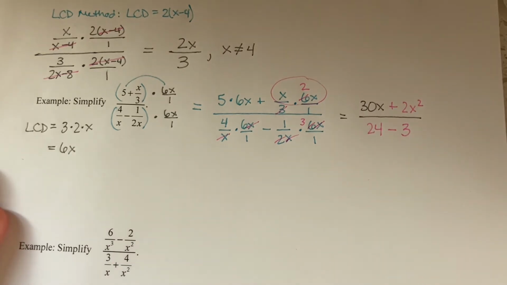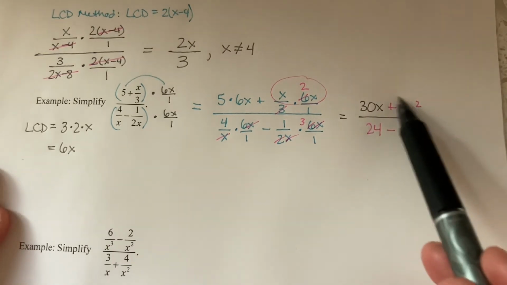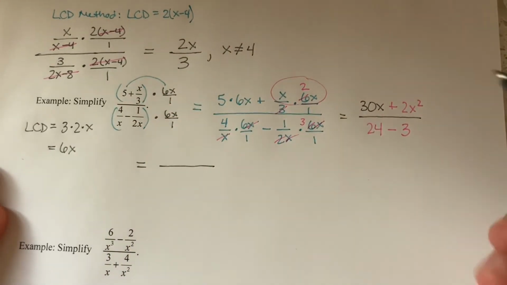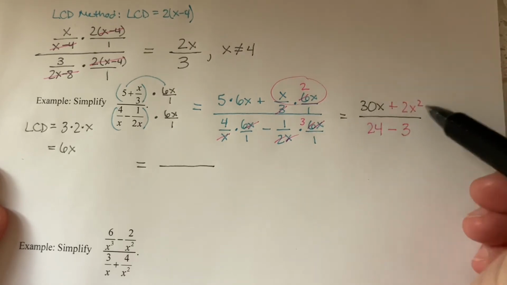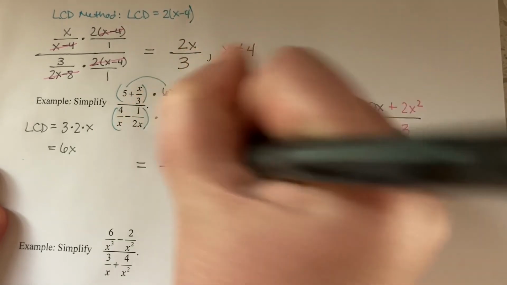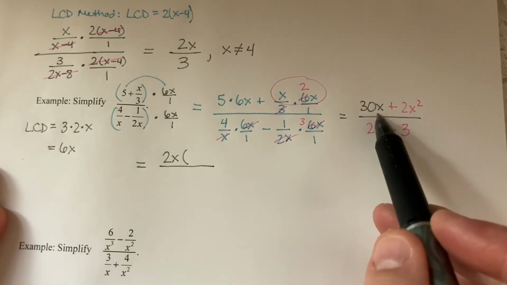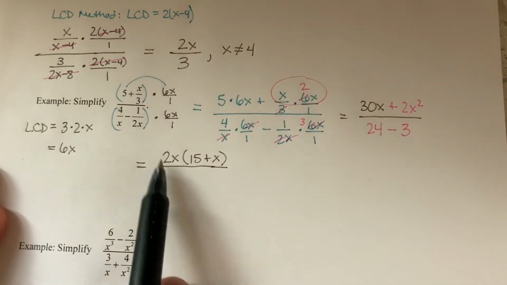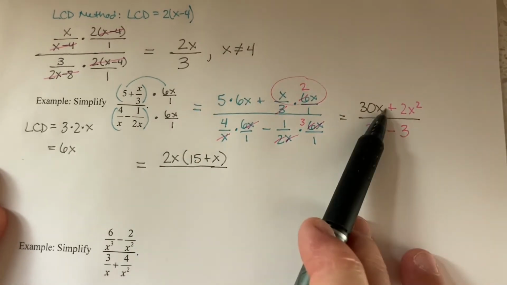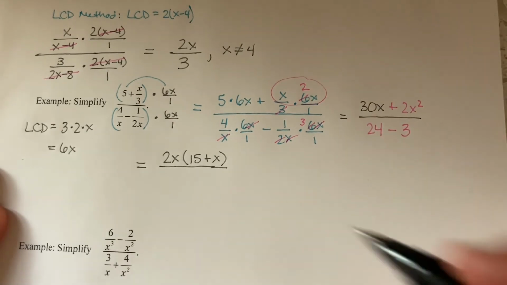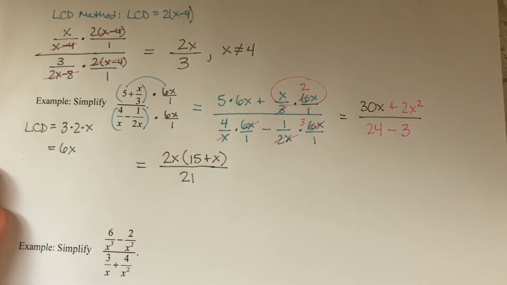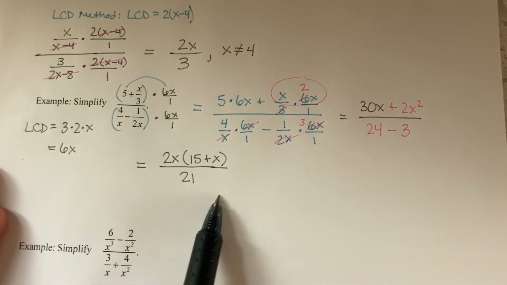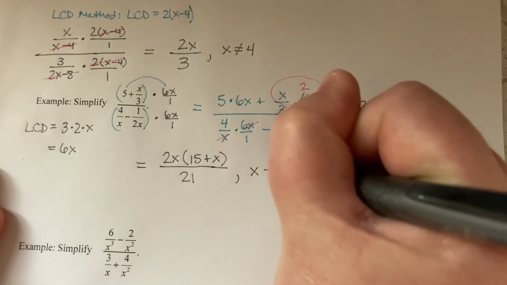Okay, so now, in the top of the fraction, we always want to leave these factored. WebWork wants us to factor everything. I'm seeing the GCF of the top is 2x, so then what would be left is 15 plus x. And of course, you can always multiply that out if you want to check. In the bottom, 24 minus 3 is just 21. And 2 doesn't go into 21, so this is the final answer, but we need some domain restrictions.